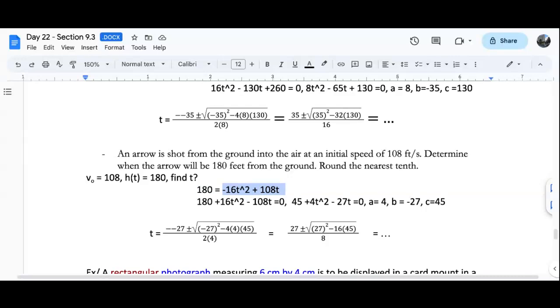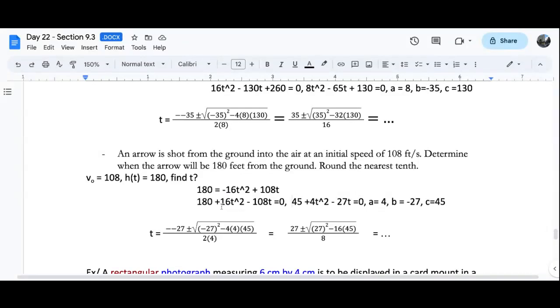Right? Again, we see this can be simplified. Well, maybe we'll divide by 4. So we divide every term by 4. 180 divided by 4. Hold on. Something's wrong.